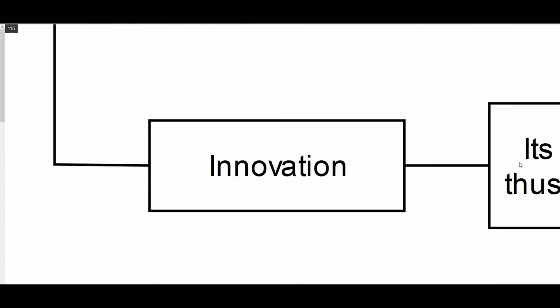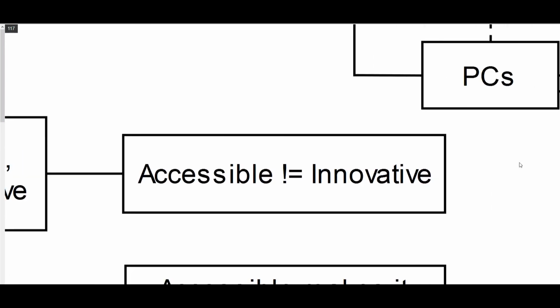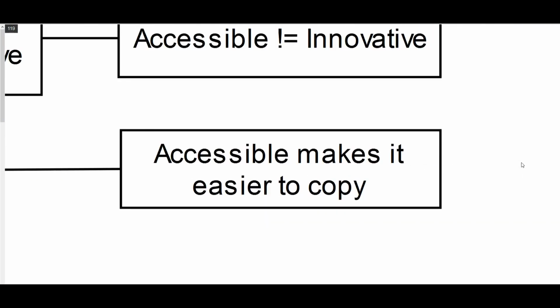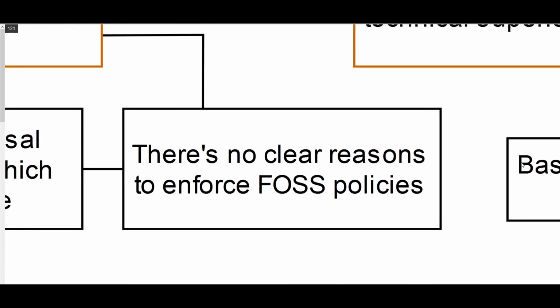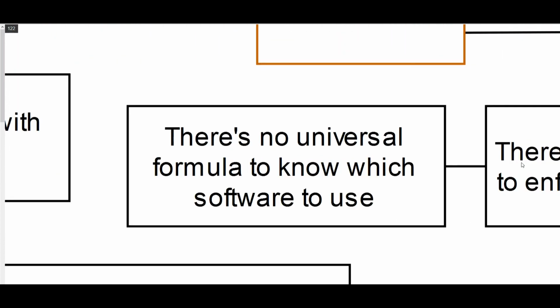Now, about the innovation argument: open software is more accessible, thus it is more innovative. So we must say that accessible doesn't mean innovative. In fact, if anything, accessible makes it easier to copy, so it works against innovation. So in conclusion, there's no clear reason for administrations to enforce any aggressive free open software policies. There's no universal formula to know which software to use.